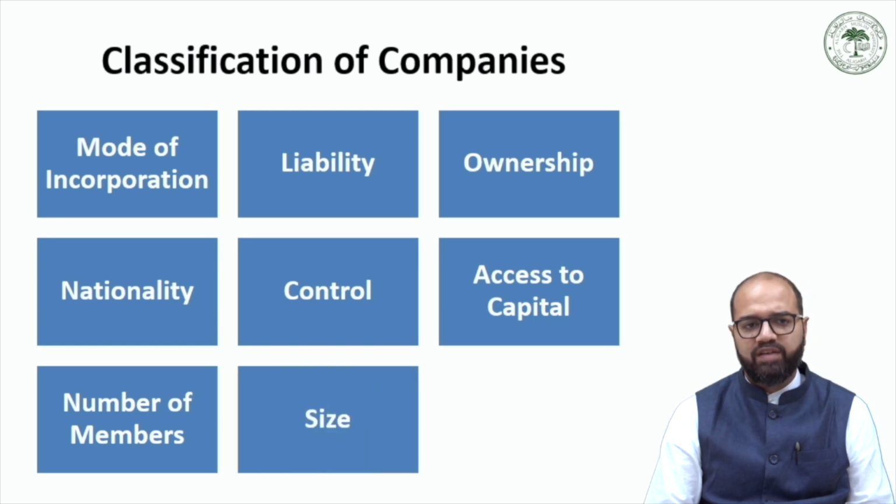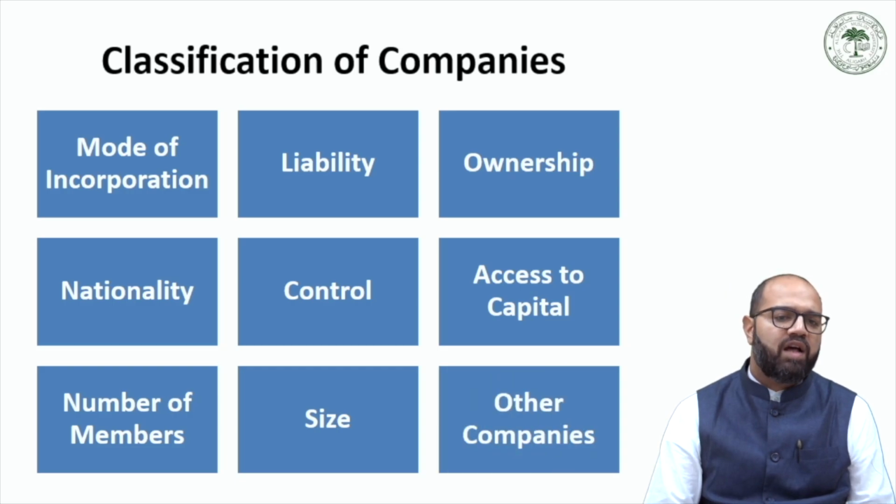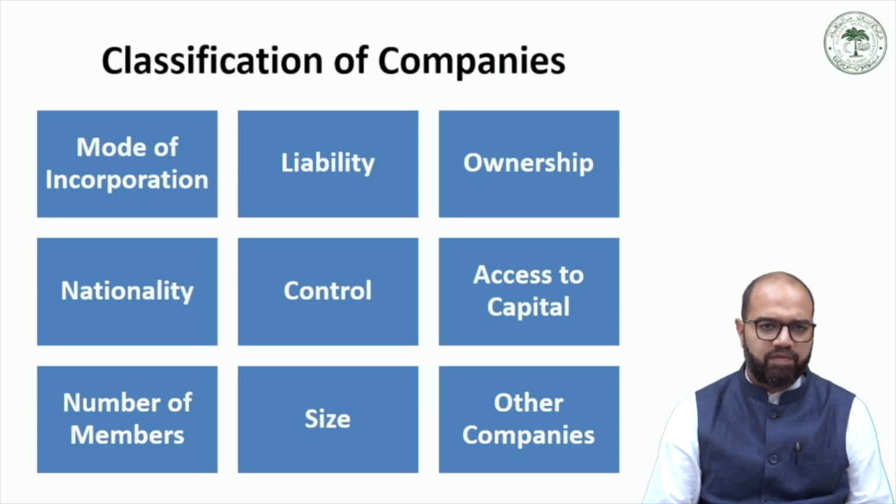Then on the basis of size, we have a small company and companies other than small companies. And lastly, we have a residuary clause of other companies. So under this head, I have put those companies which do not fall under any of the preceding 8 heads. So these other companies are those companies which are not fitting under any of the classification as above.